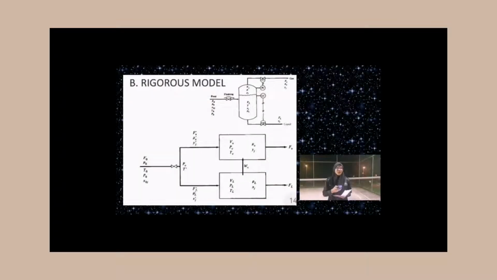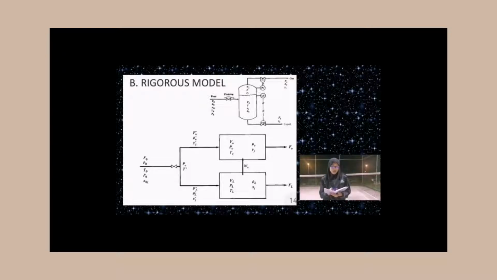Life must go on. Okay, back to the objective of this presentation, which is the rigorous model. The rigorous model follows a more detailed approach. As we can see from the diagram, the one at the top is the original diagram, and after we apply the rigorous model, it becomes like the one below, which has a splitter. In the splitter, at the top we have the vapor feed, meanwhile at the bottom we have the liquid feed.